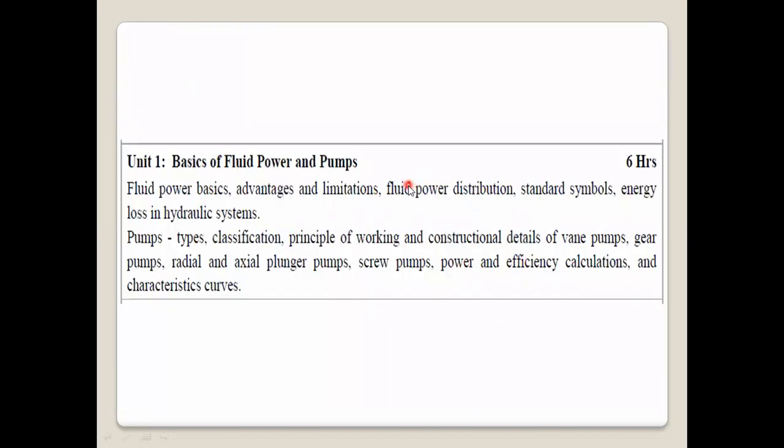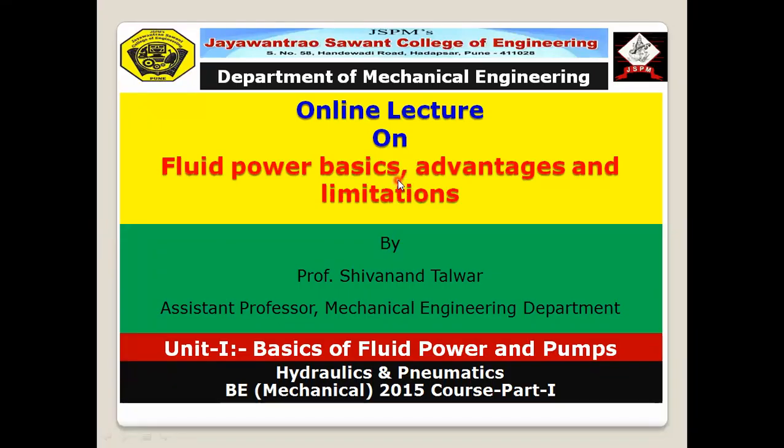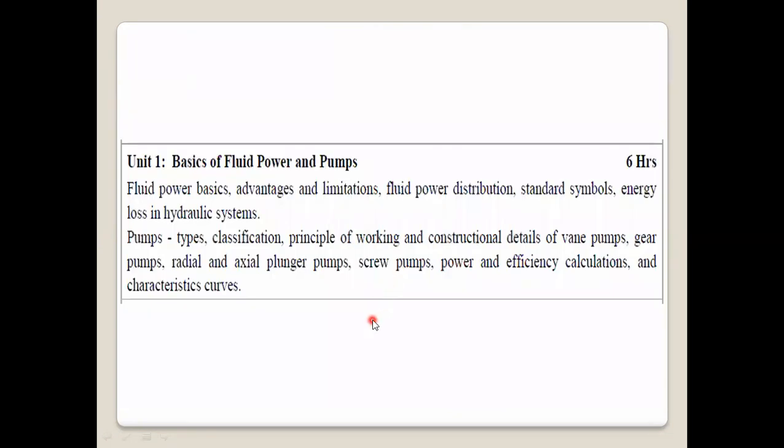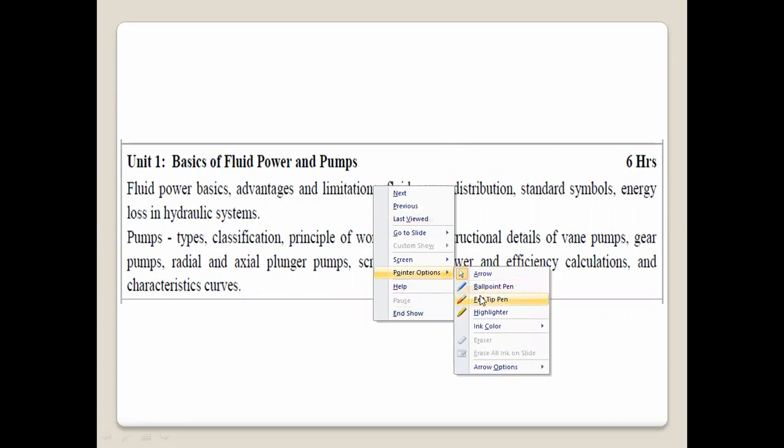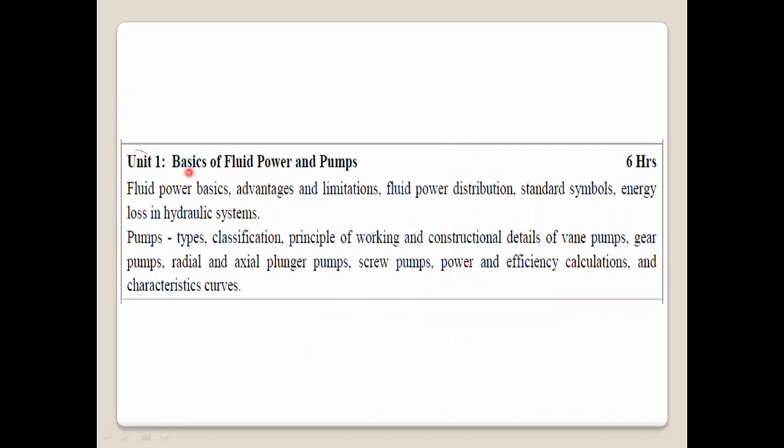advantages and disadvantages. Before that, we will briefly see what is there in the syllabus for unit number 1, that is basics of fluid power and pumps. Here we will be studying the basics of fluid power, and we require some prerequisites that you have already studied in fluid mechanics, that is the properties of the fluid and some laws like Pascal's law and Bernoulli's equation. That video is separate.